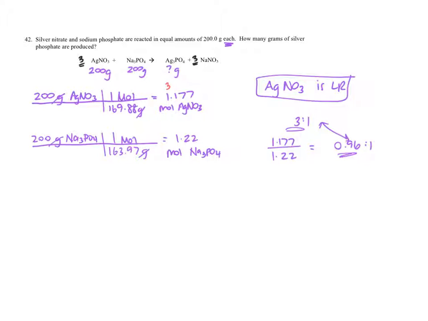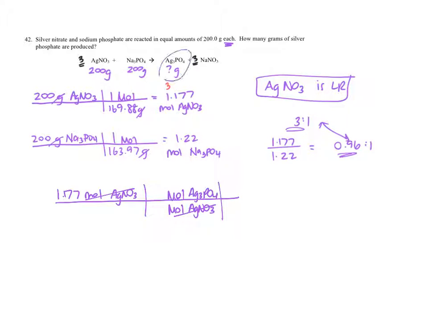Now that you know the limiting reactant, that's where you're going to start when you do your stoich. So I have 1.177 moles of AgNO3. And now it just becomes stoich. I'm in moles, so my next step is a mole to mole ratio. Moles of AgNO3 goes on the bottom, so I can cross it out. What I'm looking for, Ag3PO4, goes on the top. That's why this is helpful up here.